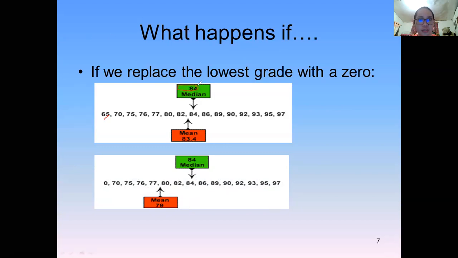See, 84, the median, when we replace a value with 0 in here, the median is still the same, 84. But when we try to compute its mean, from 83.4 it went down to 79. So meaning to say the mean is affected. This is what I said: when there are extreme values, the mean will be affected, the median will not be affected. So I hope you can relate.